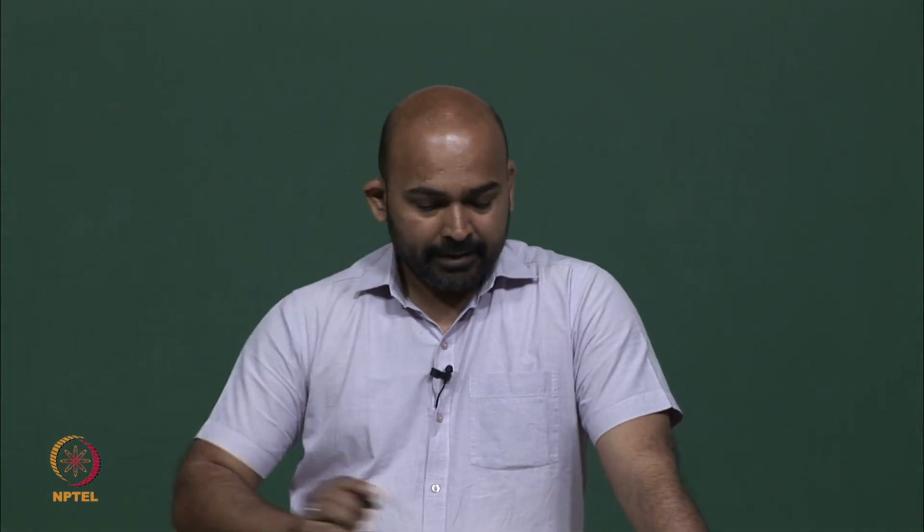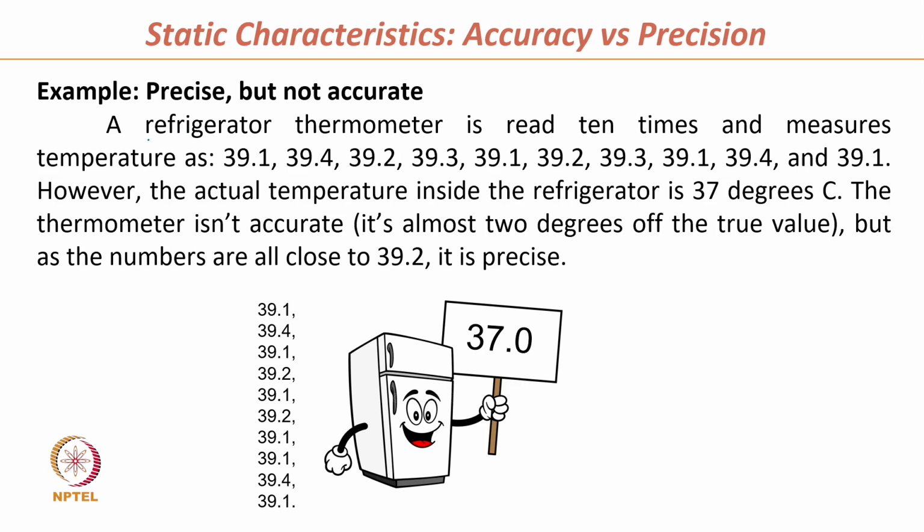So, this is an example of a case where the system is precise, but it is not accurate. Let us talk about a refrigerator which has a thermometer inside. It measures the temperature and displays the reading, and we have taken 10 readings, which are 39.1, 39.4, 39.5 and so on, 39.1. All these values we have taken from this sensor. However, the actual temperature inside the refrigerator is 37.